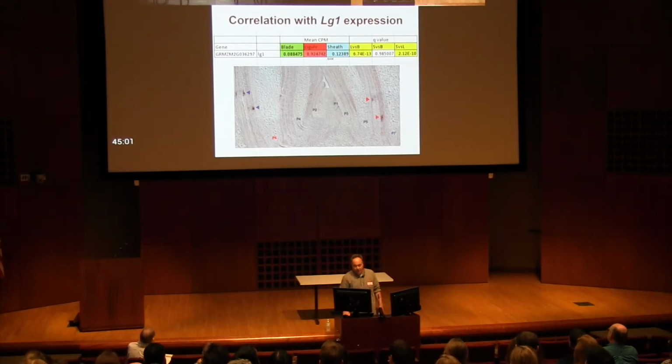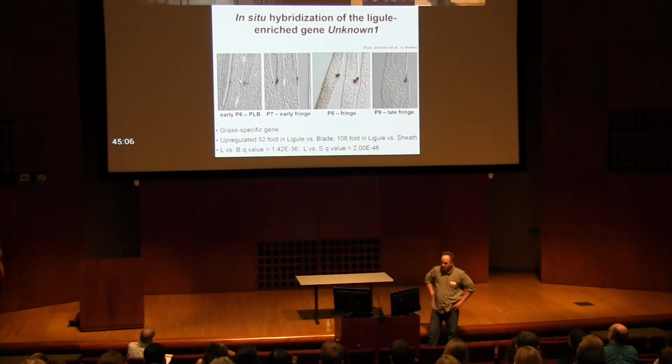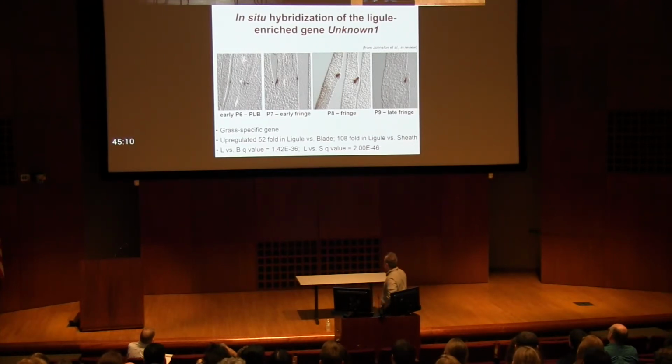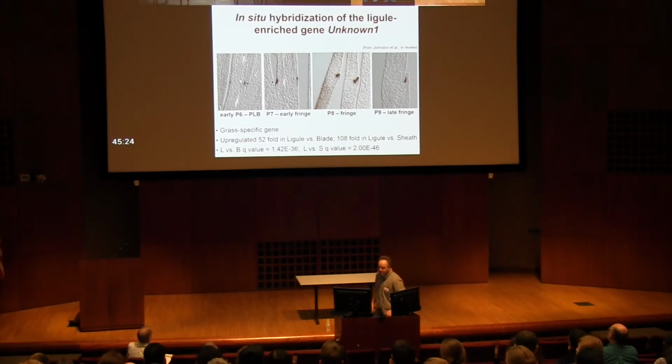So what kind of genes are they? Well, the gene that was the most highly differentially expressed in the ligule, over 108-fold versus the sheath, 50-fold versus the blade, was this gene of unknown function. But it's a grass-specific, so far as we can tell, gene. We don't find putative orthologs of this gene outside the grasses, suggesting that maybe the ligule really is a grass-specific sort of structure. And it's expressed a little bit late, P6, right when the fringe is starting to form.